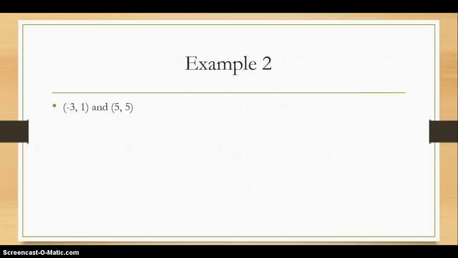So let's go over another one. Here's example 2, (negative 3, 1) and (5, 5). Again, I like to double check to see where this is at. 1, 2, 3, 4, 5. So our first point's somewhere around there. And then (negative 3, 1) is right there. So we know we're going to have a positive slope. Okay, I like to visualize it. So we have 5 minus 1 over 5 plus 3, which equals 4 over 8, which equals 1/2. So we have a slope of 1/2.